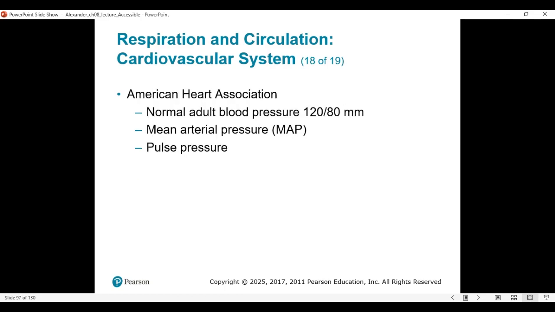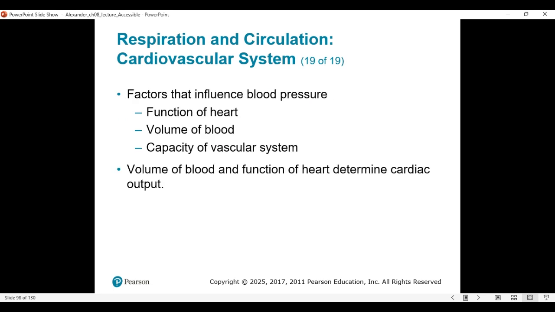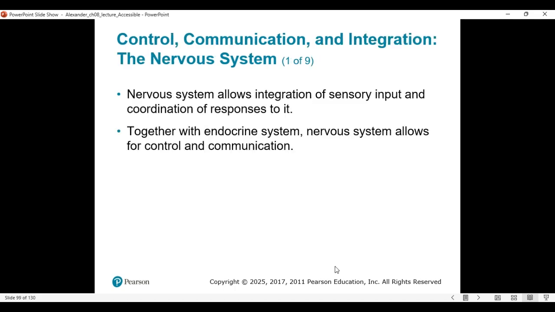Normal is 120 over 80. We can measure the mean arterial pressure, and then we can measure pulse pressures. What could affect your blood pressure? Function of your heart. Is it working right? The amount of blood and the capacity of the vascular system, right? So this could all affect your blood pressure. So if our brain determines our pressure is dropping, it's going to constrict our blood vessels, which is going to raise our blood pressure. The volume of blood and function of the heart is determined by the cardiac output.